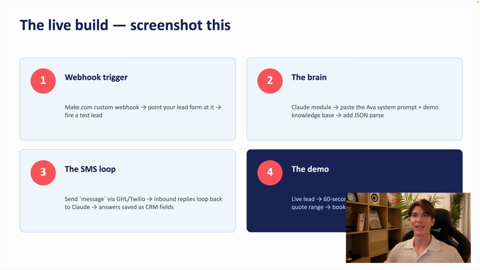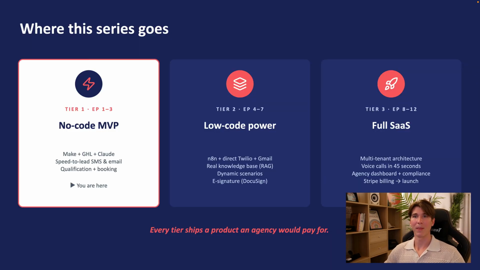All right, so that's the overview of what we're building, and there are several tiers that I'm looking at showing you throughout a series. That's tier 1, which is no code, MVP, and that is using Make, Go High Level, Claude, and it's a speed to lead qualification. That's where we're looking at now. Then a more dynamic, more full experience that requires some code, but can be a more effective speed to lead agent for your insurance company.